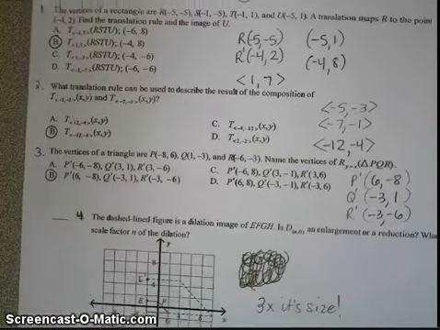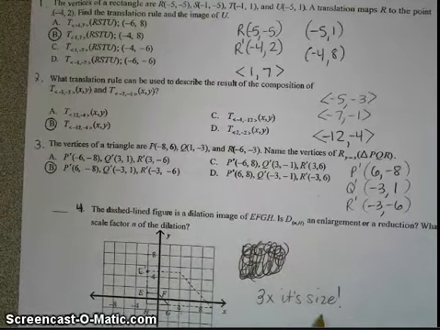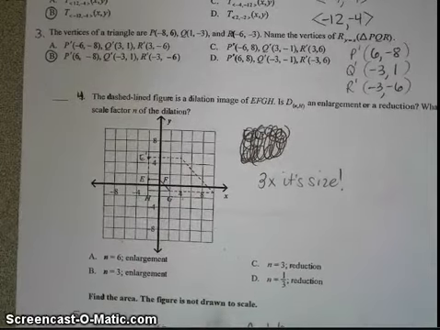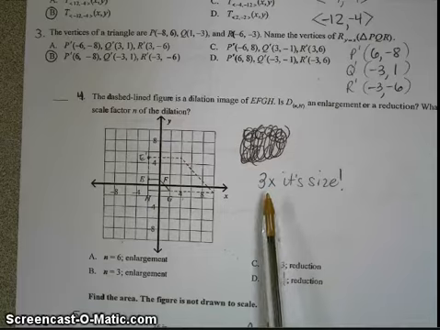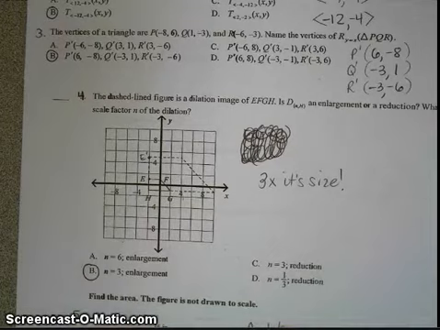Number 4, the dashed line figure is a dilation image. What I wanted to show you here, I already put on your page that it's 3 times the size, because they didn't use 0, 0 as the center, and we always do. So normally, how would we figure out if this is an enlargement or a reduction? We're multiplying coordinates. So anyway, it's 3 times its size as an enlargement. So B once again.